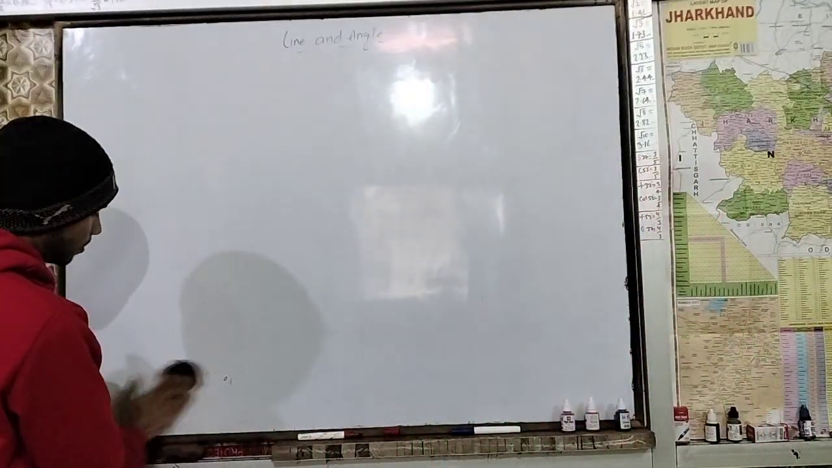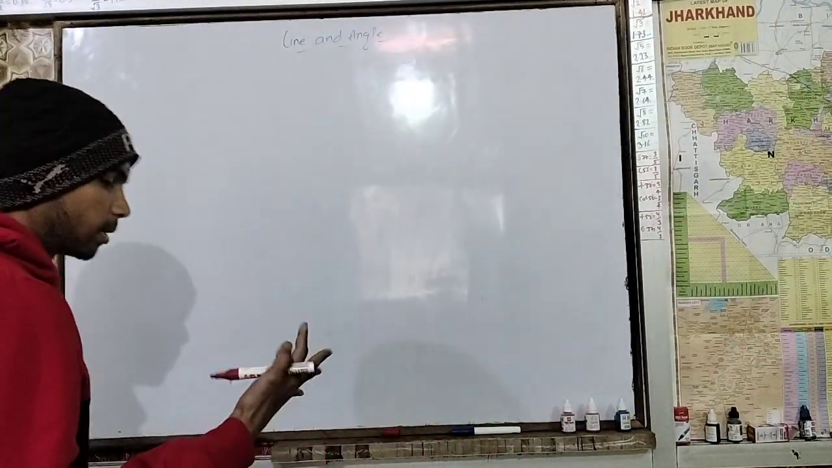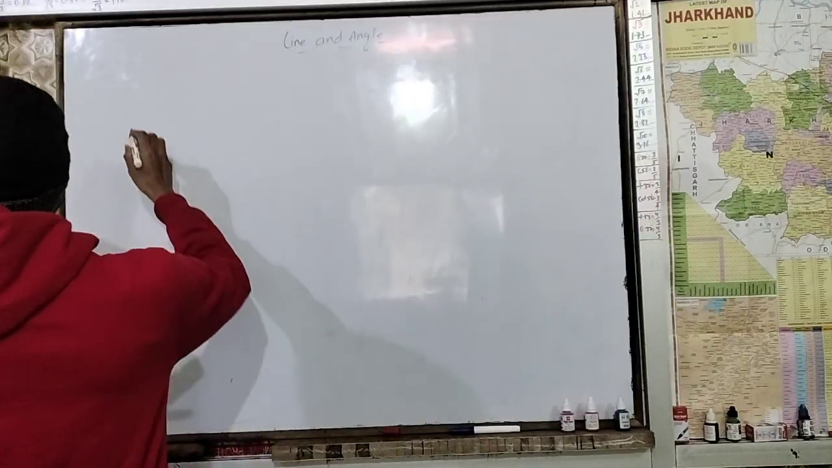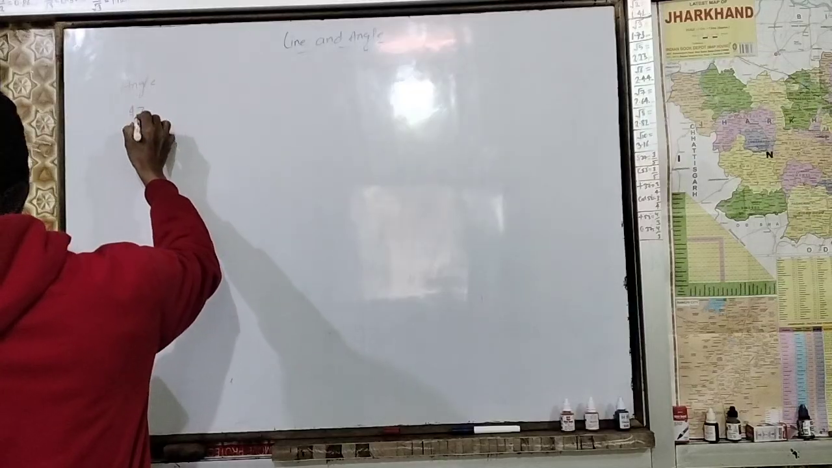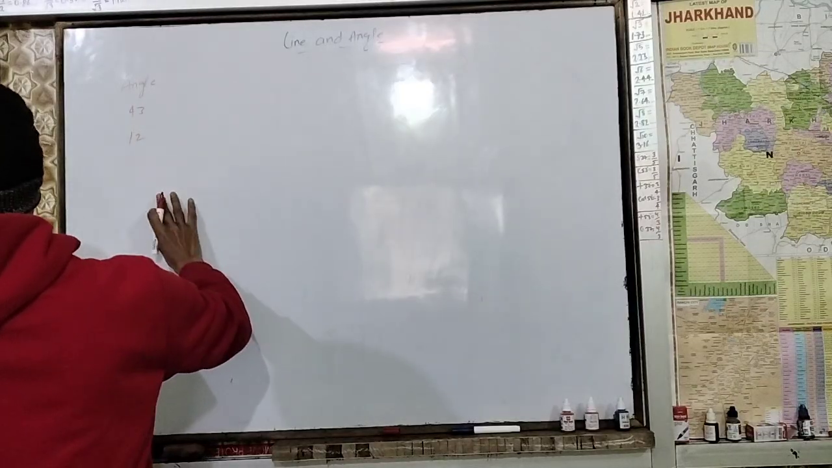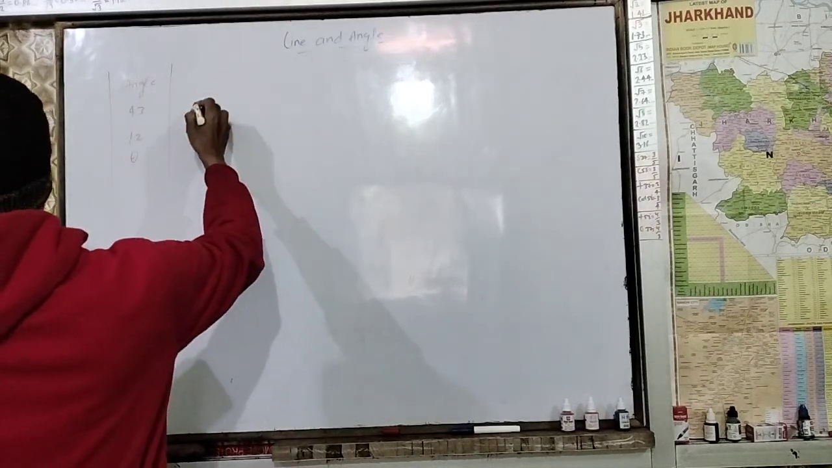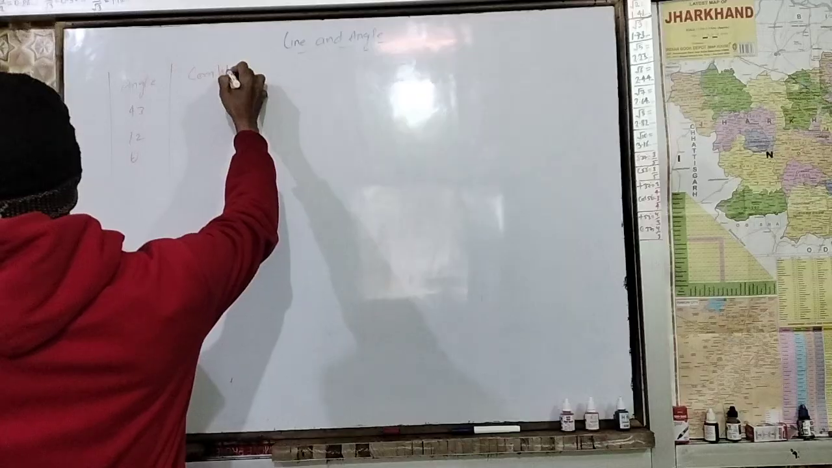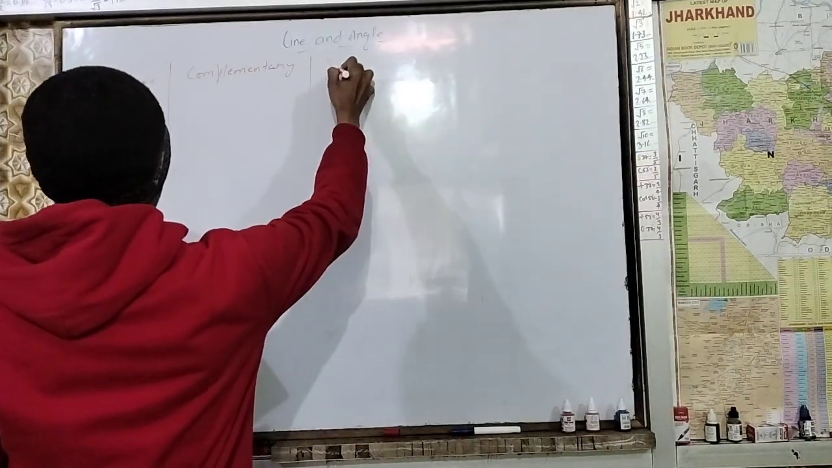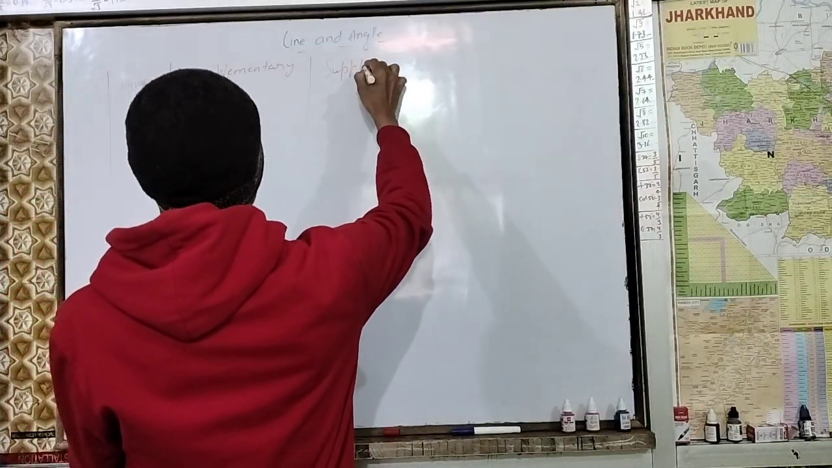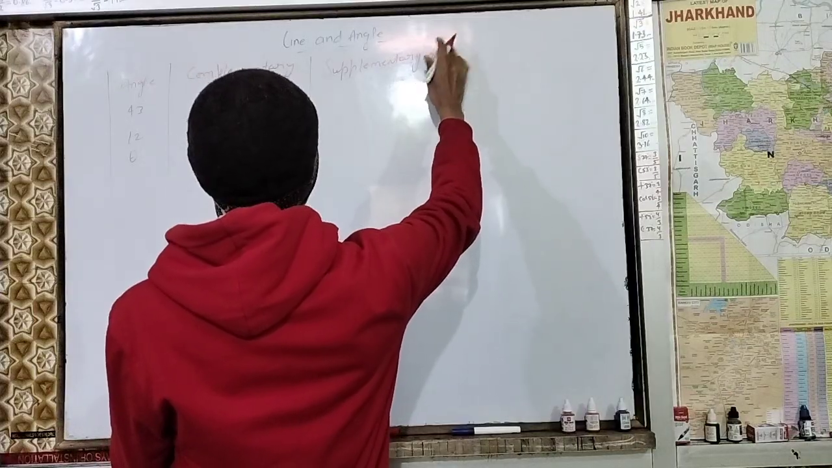Supplementary and complementary. Hold on, let me write. A question can come like this, but it is not completely. Let's say one angle is 43 degree and the second is 12 degree. Complementary and supplementary angles.